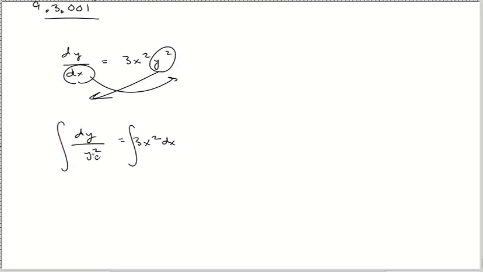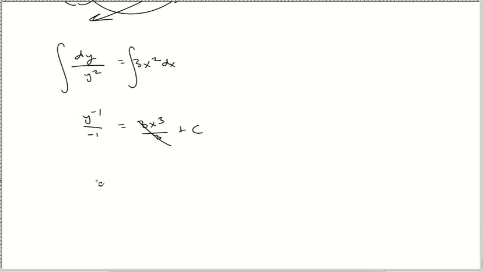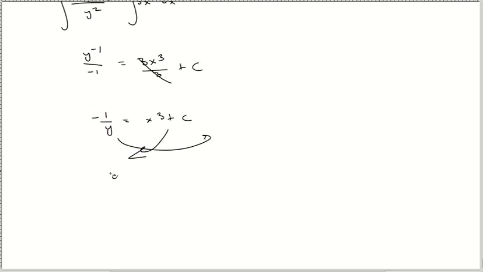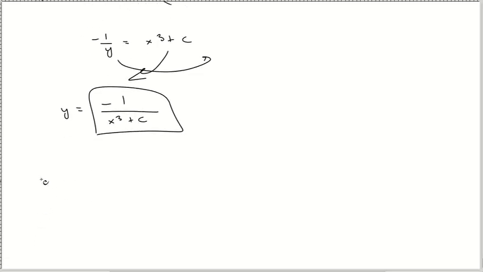Integrate both sides. This is -2, so I add 1 to the power, divide by the new power. Over here, I add 1 to the power, divide by the new power. Remember the plus c. 3's cancel. This guy here is technically -1 over y equals x cubed plus c. In order to get my answer with y equals, I move both of these around, and so -1 over x cubed plus c is equal to the y, which I was trying to find, and that is your answer. The end. See, that was easy.